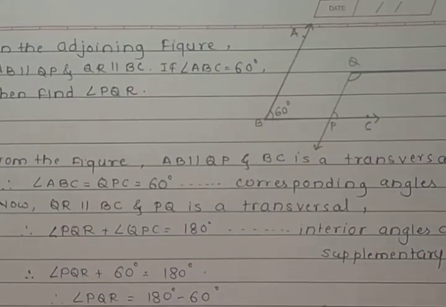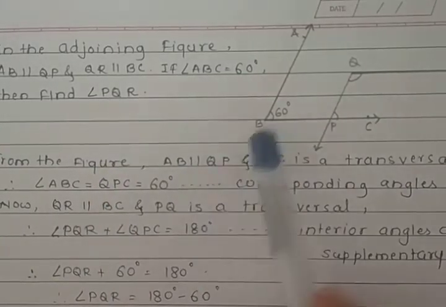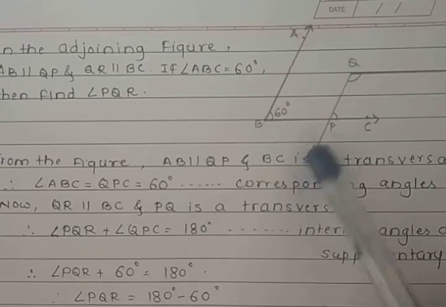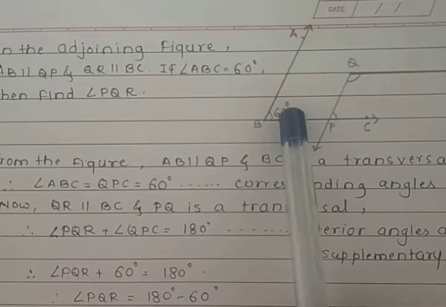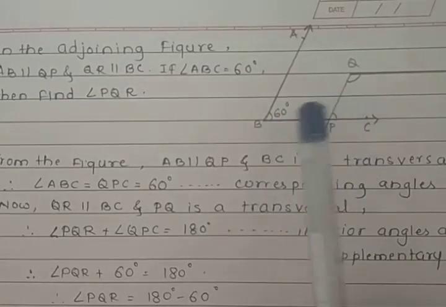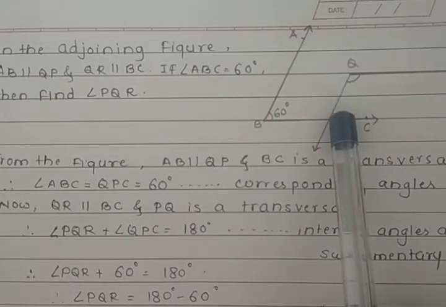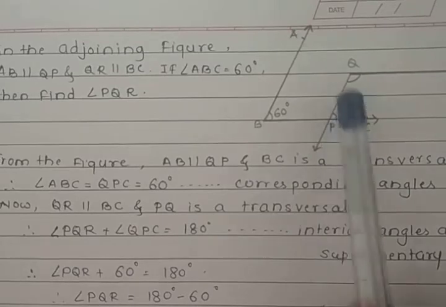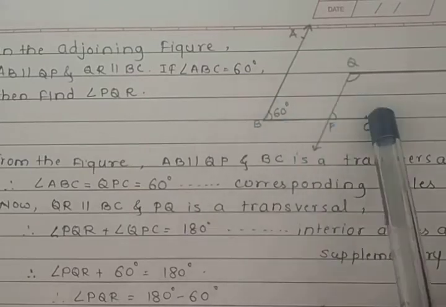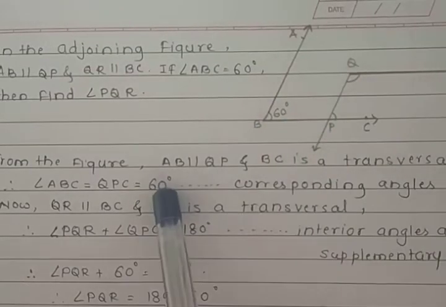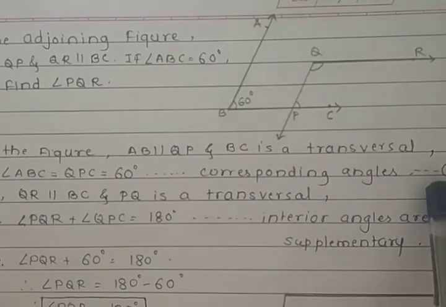Let's see. From the figure, AB parallel QP, and if we consider BC as a transversal, then this 60 degrees, this angle and this angle, they are equal. Why? Because these are corresponding angles, and we know that corresponding angles are equal if the two lines are parallel, right? So angle ABC is equal to angle QPC is equal to 60 degrees, corresponding angles. This is our equation number 1, right?